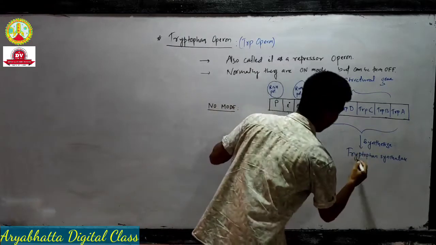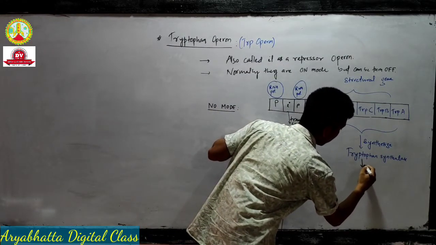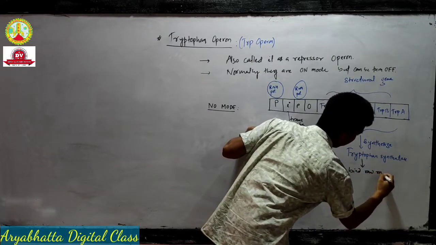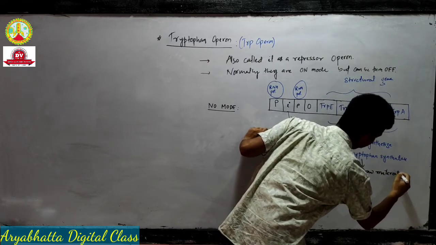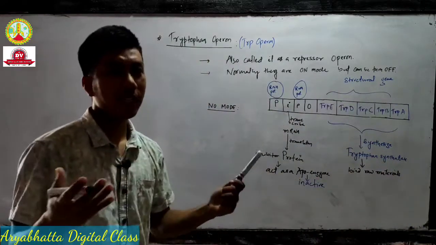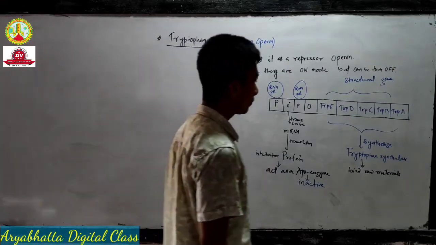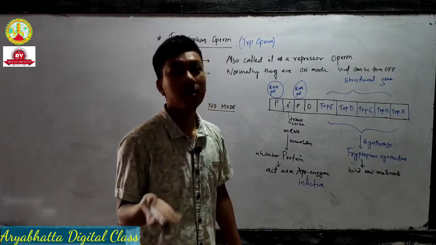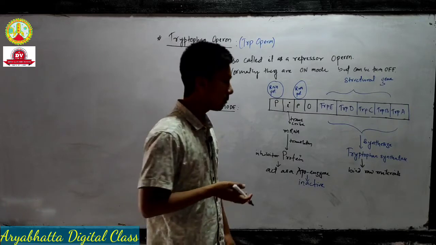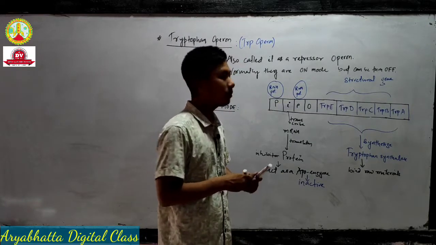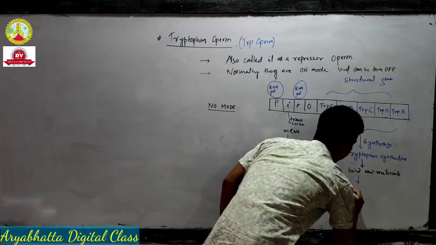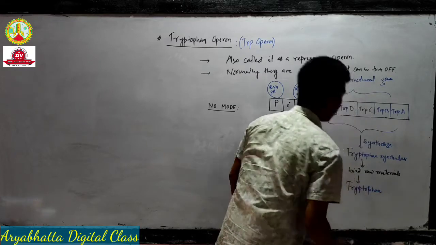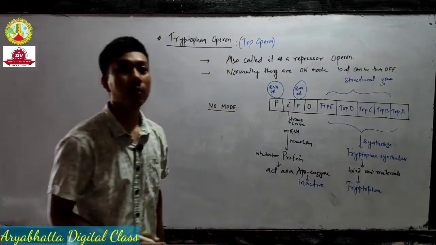it binds with raw materials. It can be anything. It binds with raw materials which are already there. There means what? We are talking about inside the cell. And it is converted into tryptophan amino acid.